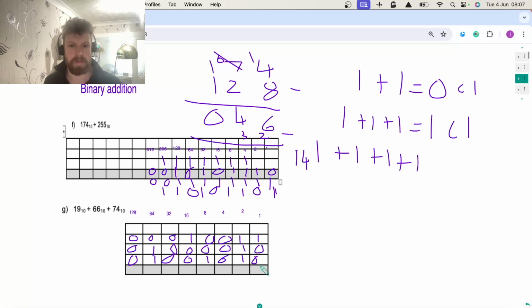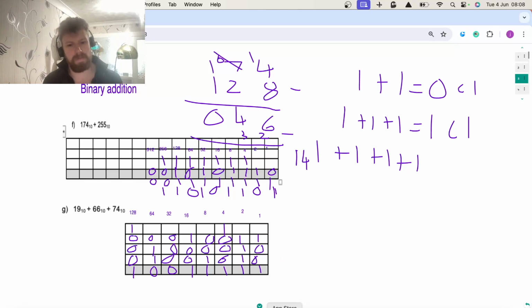So 1 plus 0 is 1. 1 plus 1 plus 1 is 1, carry the 1. 1 plus 0 is 1, 1, 1, 0. 1 plus 1 is 0, carry the 1. Then finally got that there, okay? And that's how you do that with 3 numbers.